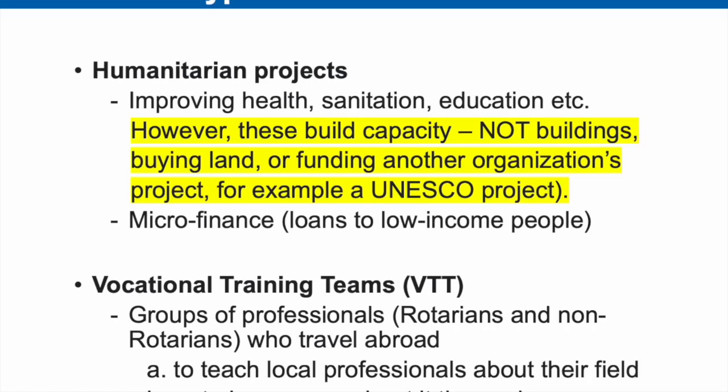In addition, global grants can include a vocational training team. Sometimes you'll hear those referred to as VTTs. This is when groups of professionals, whether they're Rotarians or non-Rotarians, travel abroad to either teach local professionals about their own field or to learn more about that field for themselves.